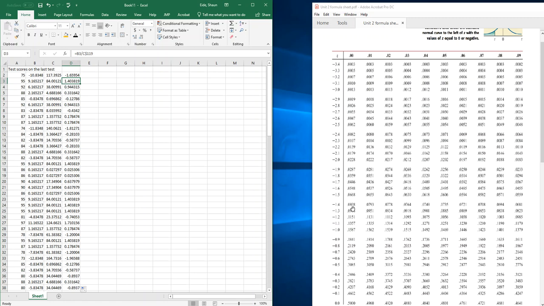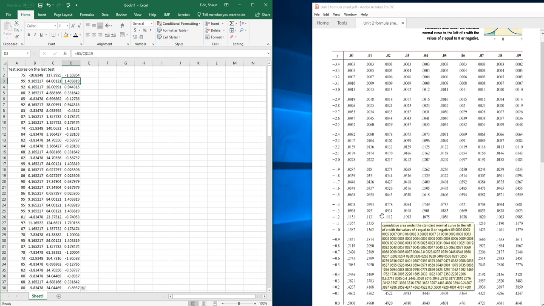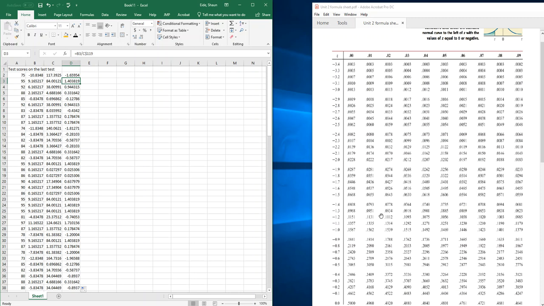Okay, so then if we look at 1.40, 0.0808 is the proportion of individuals to the right of 1.4. And so in order to calculate the proportion of individuals to the left, you would take 1 minus 0.0808, because you're using the complement rule there. And so there's only about 8% of individuals who scored higher than a 95.